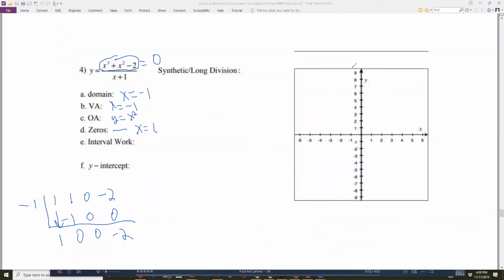Let's see. Vertical asymptote at -1. A slant asymptote of y equals x squared. Something like this. I know it crosses the x-axis at 1. It also crosses the y-axis at -2, right? When x equals 0, I get -2 over 1. Okay. So here's what I think this graph looks like.